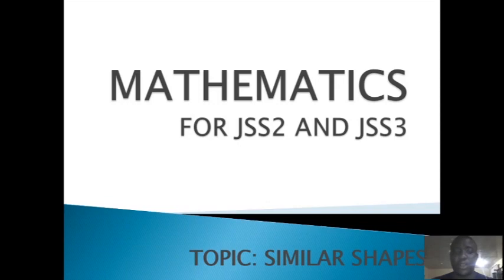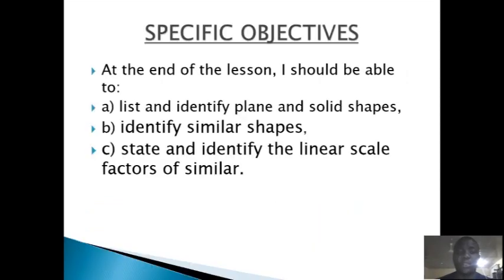Today's topic is similar shapes. Before we talk about similar shapes, we need to know what the shapes are. The specific objectives are to list and identify plane shapes and solid shapes, to identify similar shapes, so that when you look at two shapes, you should be able to tell which is similar to the other, and to state and identify the linear scale factor of similar shapes.